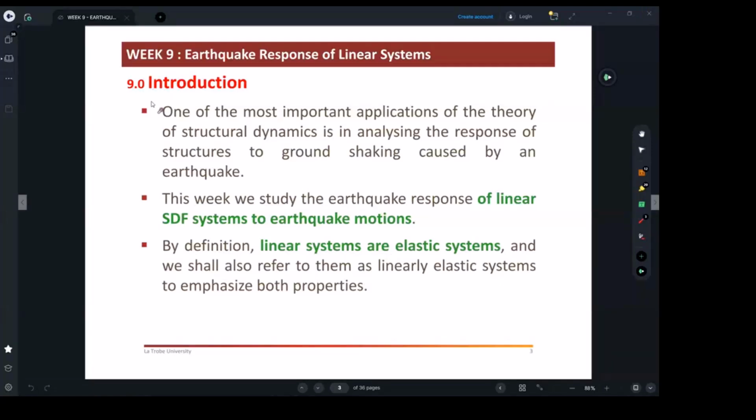Okay, now that's what we did last week. So with this introduction, one of the most important applications of dynamics is to determine the response of structures caused by the ground.